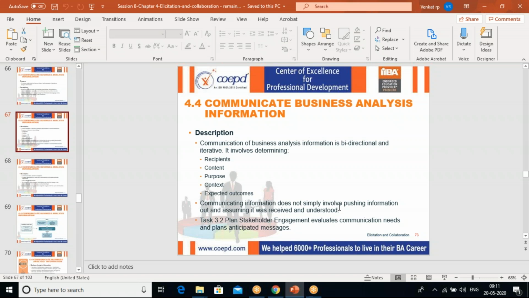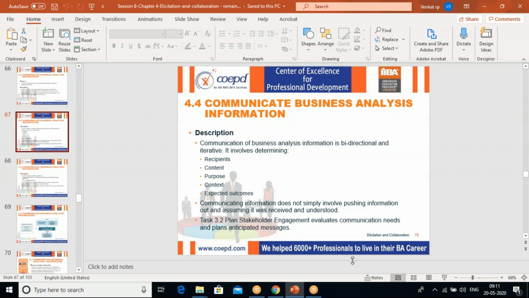I started confirming it: I've shared the document, I have sent a mail, please check. I've been confirming it, right? And you have been acknowledging: yes, I have received it, yes, I have seen it. So this is very, very important. If you look into that communication, it is not one direction, it is bidirectional. Both ways it should happen.